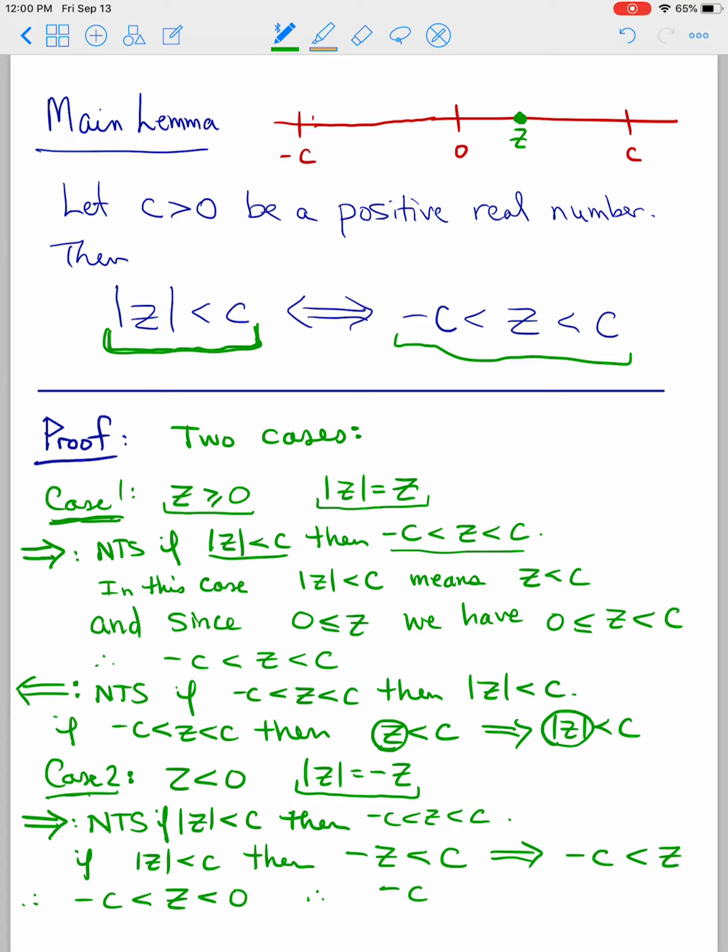And so therefore we can conclude, just like we did in the first case, that z has to be sandwiched between c and minus c. And now finally, the very last part of the proof, I will maybe do that on the next page. The very last part of the proof is going to be that other direction, that we need to show that if the inequalities are true here, then the absolute value of z is going to be smaller than c.